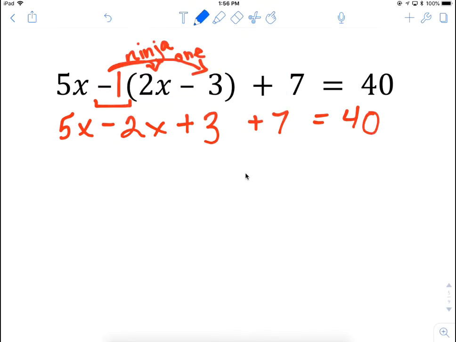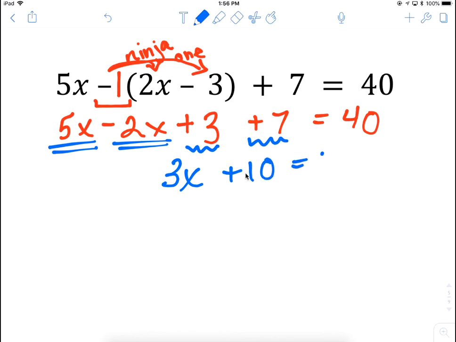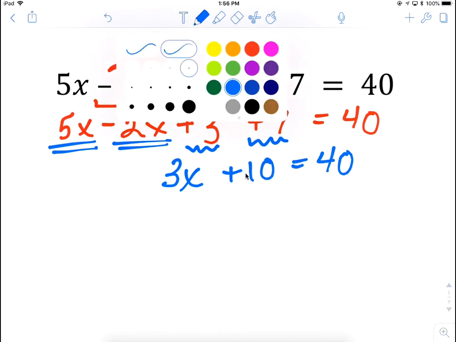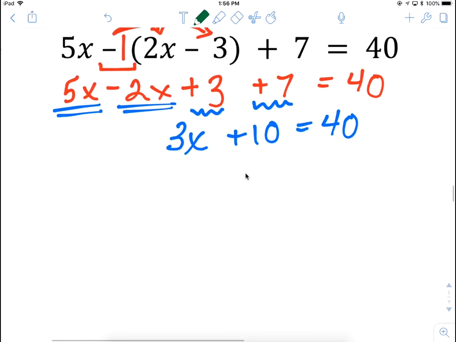So what's our second step? We're looking for things to combine. I see 5x's and a -2x. 5 minus 2, we probably don't need a calculator. That's going to give us 3x's. 3 plus 7, not the 40, just 3 and 7. Probably don't need a calculator. That's going to give us 10. Once we have combined everything possible, we are ready to solve.